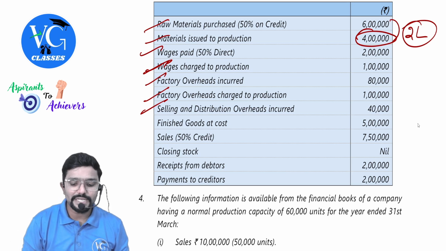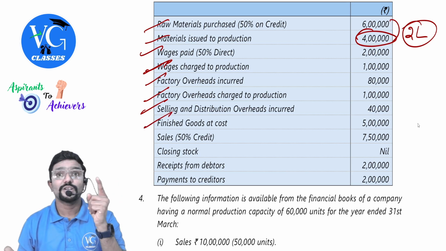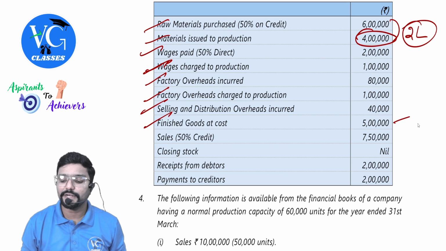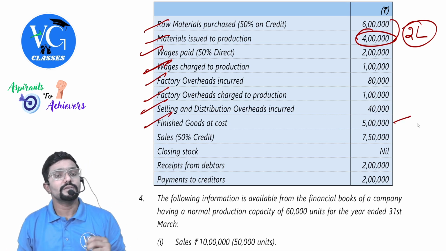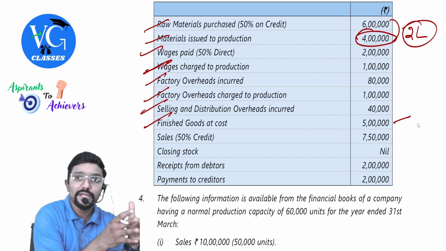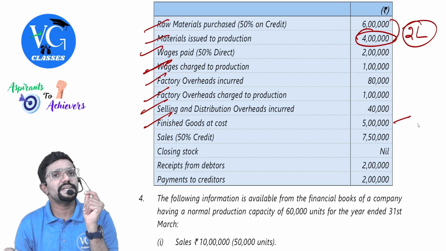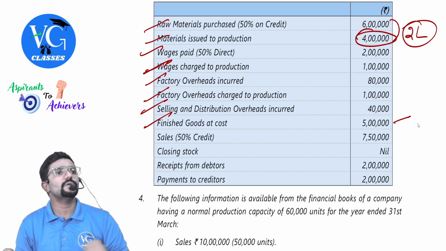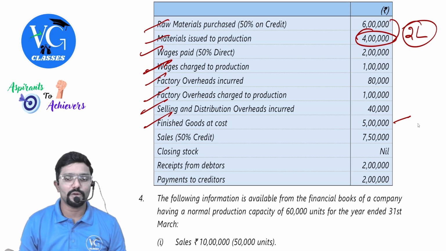Yes, sir. Finished goods at cost. Cost of production. What is the entry for it? Finished goods control account to WIP control. We send it from WIP to finished goods. What is the entry, guys? Finished goods control account to WIP control account.